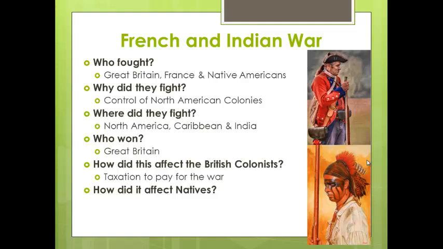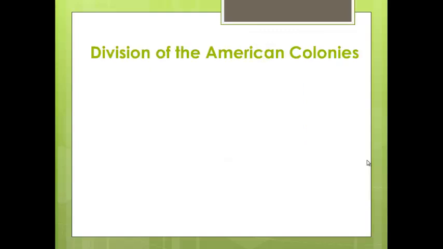So how did it affect the Native Americans? Well, as we saw, they sided with the French. Because they lost, many Native Americans were forced to move out west a little bit, and they also lost a trading partner in France. And what were they trading with France again? Was it fur? It was fur, yes. Beaver furs, absolutely.